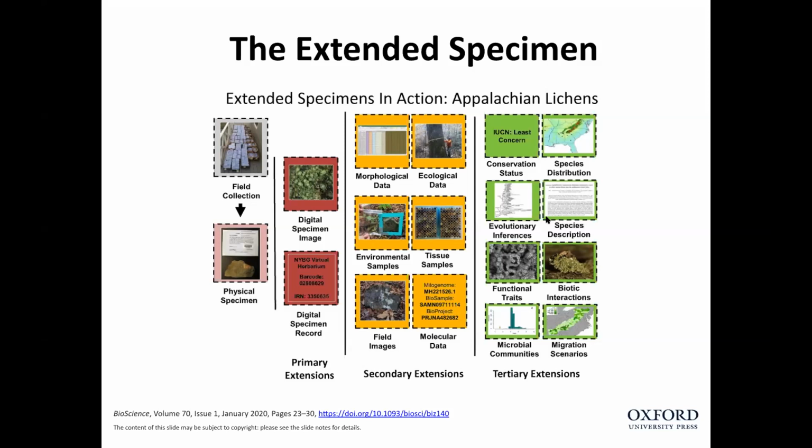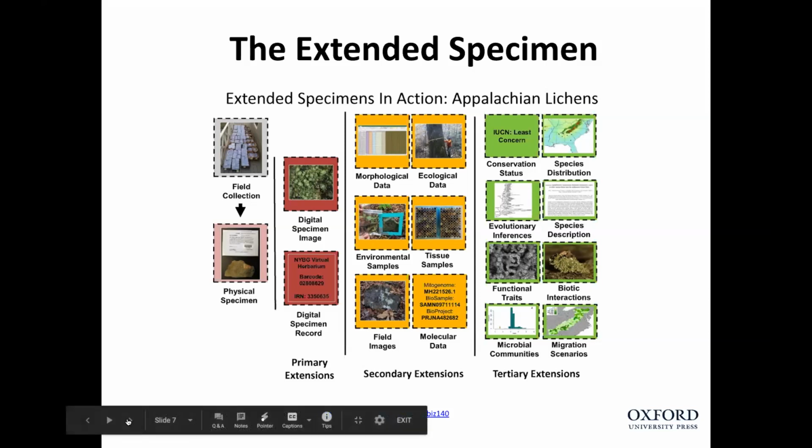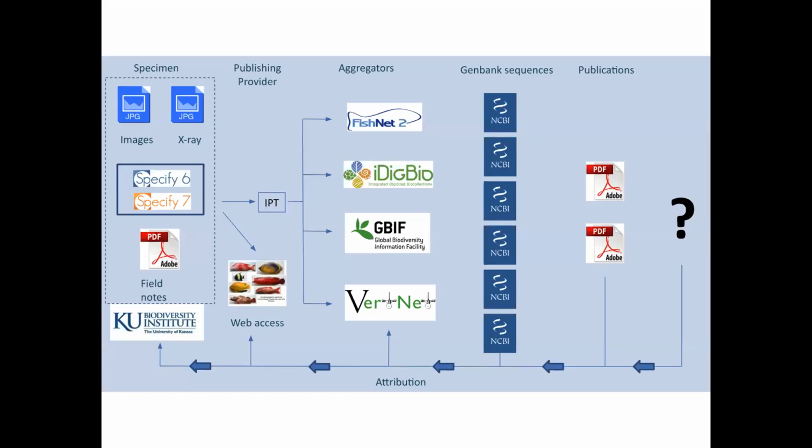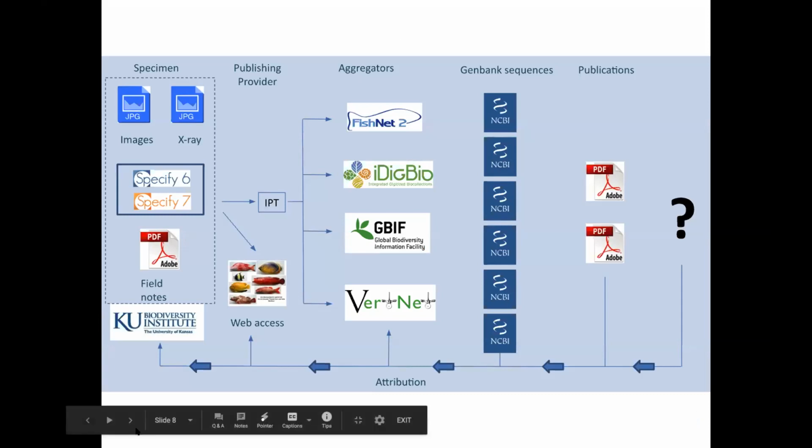And then all of those tertiary extensions of biotic integration, species descriptions, conservation status, etc. But once you start looking at this as an example from a true collection, so this is an example that I pulled from my collection, it starts becoming squirrely pretty quickly.